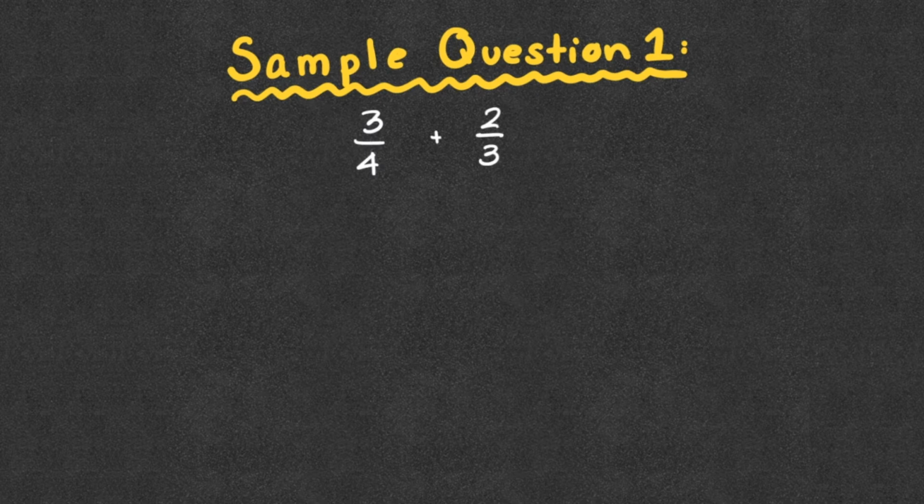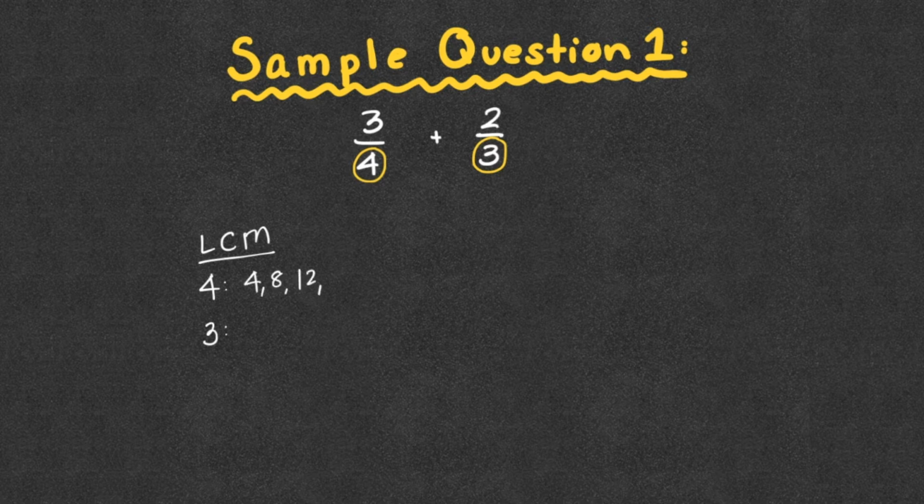So let's look at our first sample question. We have 3/4 plus 2/3. Now, I'm first going to look at my denominators. They're not the same. So I'm going to take this to the side, and I'm going to find the least common multiple of 4 and 3. So I'm going to count by 4s. 4, 8, 12, 16, 20. 3, 6, 9, 12, 15. And I see that my LCM is 12.